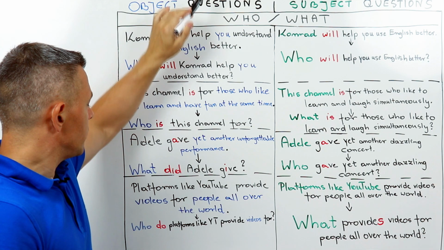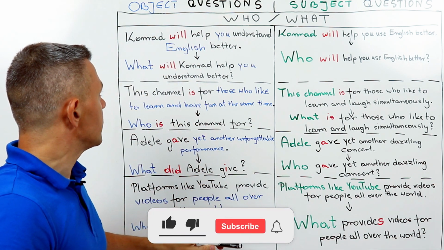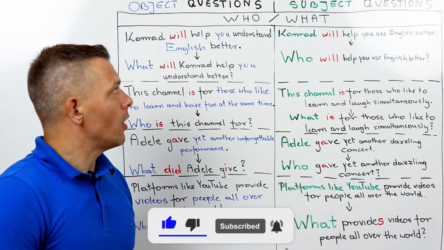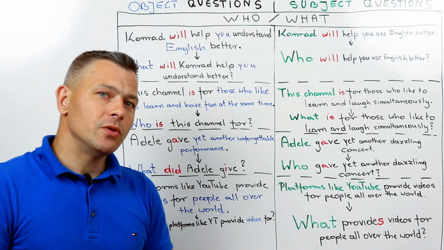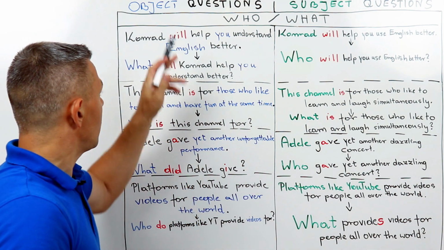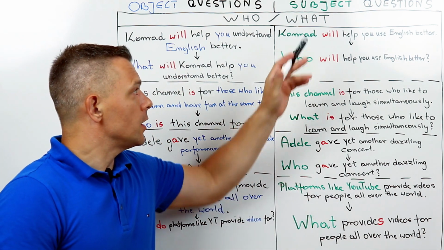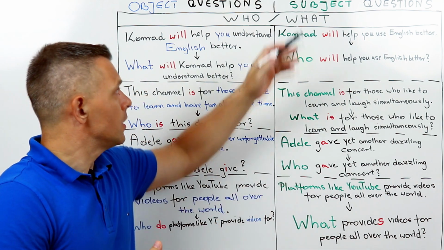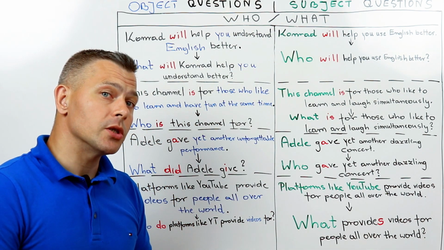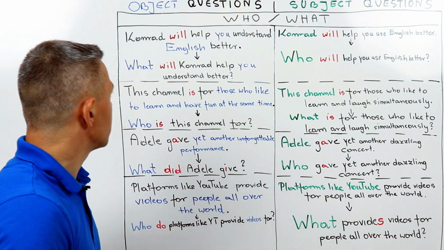So I prepared a two-column table. As you can see, we have object questions on its left side and subject questions on the right. I decided to divide the lesson into two videos. This part will focus on object questions, while in part 2 we will talk about subject questions. So let's start with the more common questions, that is, object questions.